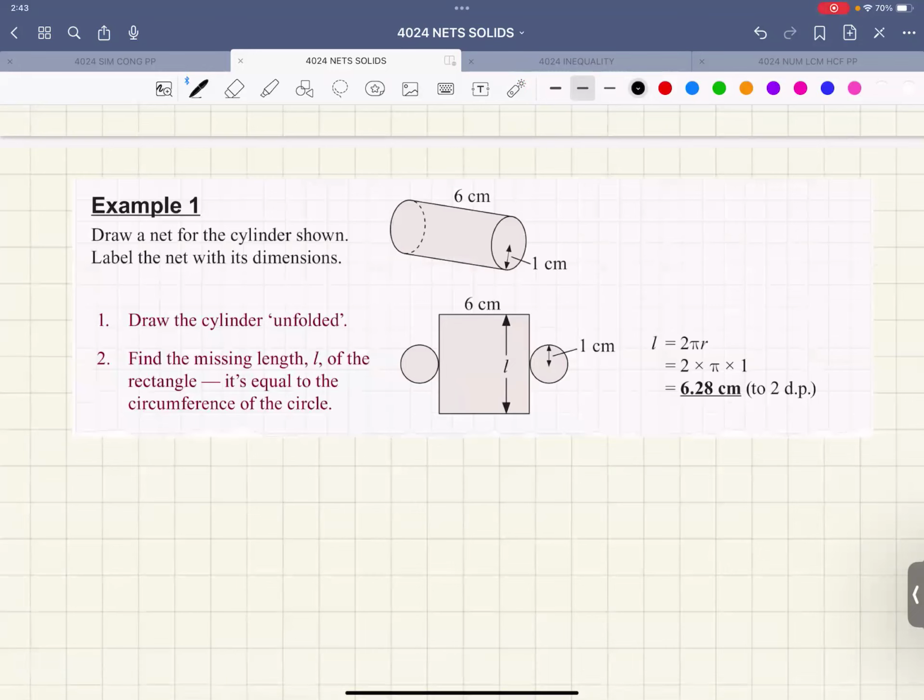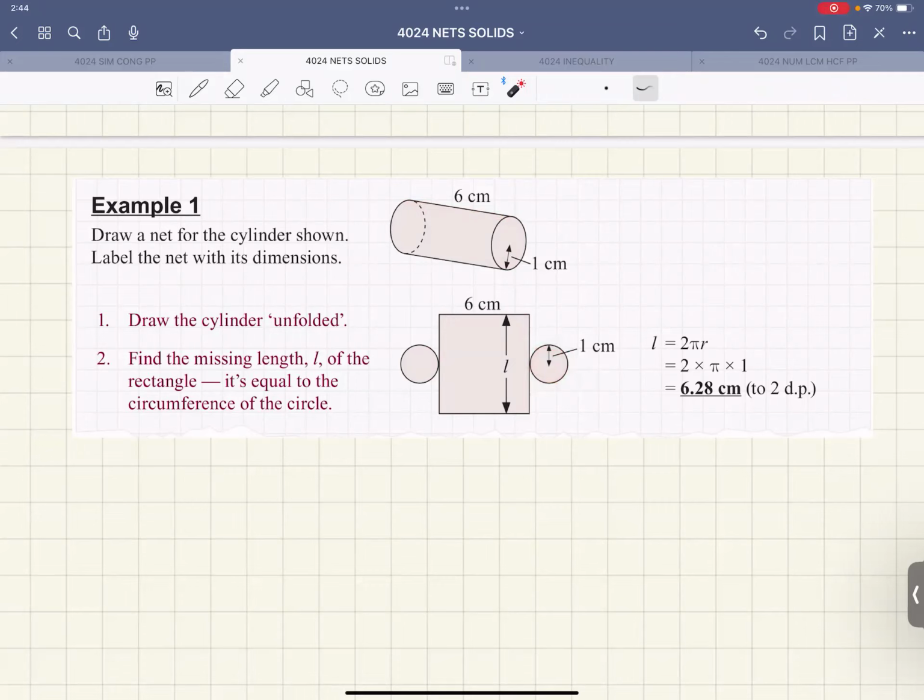And then there are basic questions. Draw a net for the cylinder shown. Label the net with its dimensions. So this 6 is one dimension, and the radius is 1, so therefore the diameter is 2. So this is 6 by 2 if they are asking for this. So this is 6 and this is 2, and this is the circle with 1.